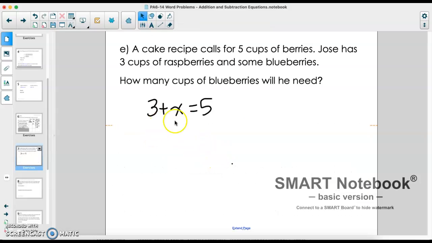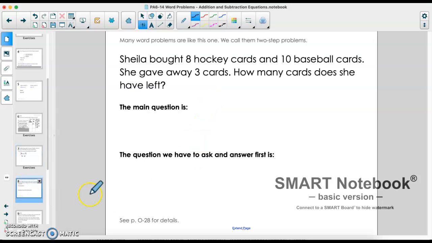So we'd have 3 plus X would equal 5. And then X is going to equal 2 here. You'd need 2 cups of blueberries. If he's got 3 cups of raspberries plus some number of blueberries would equal 5, then he would need 2 of those cups. So before we get into these 2-step problems, you can actually work on number 2 and 3 if you'd like. If you want to pause it for a quick second, then pick up the question. But we're going to work on 2-step problems.